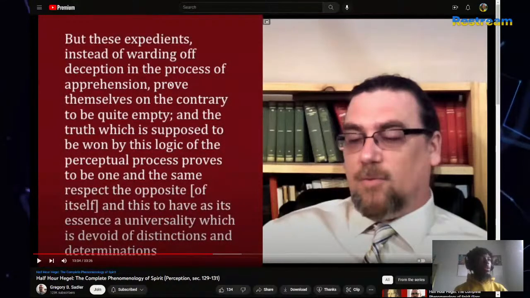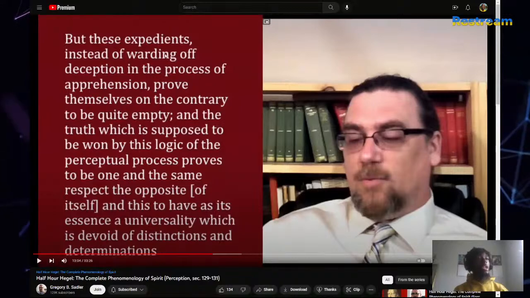I'm not sure exactly what he means here, but these expedients, instead of warding off deception in the process of apprehension, prove themselves, on the contrary, to be quite empty. Not sure exactly what he means there. What's empty here? Is it the contradiction? I guess he means these expedients, the way in which we look at something with surety, perhaps.